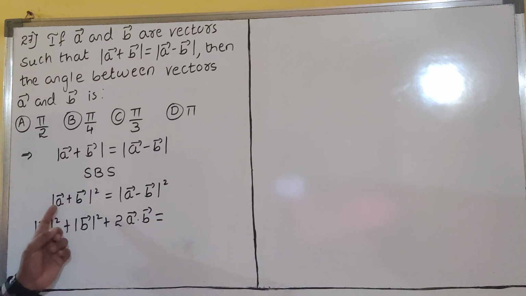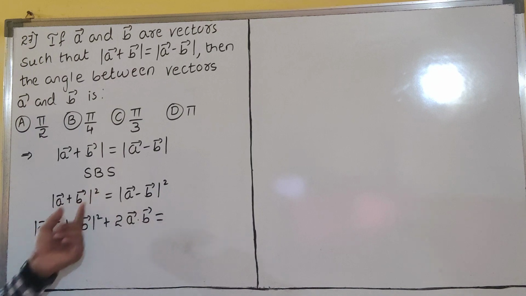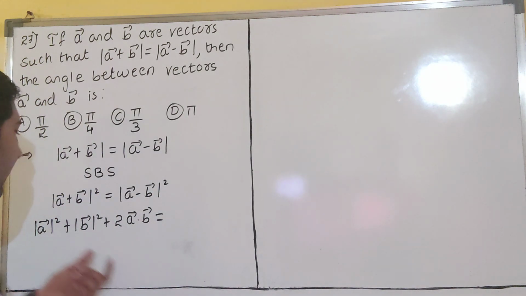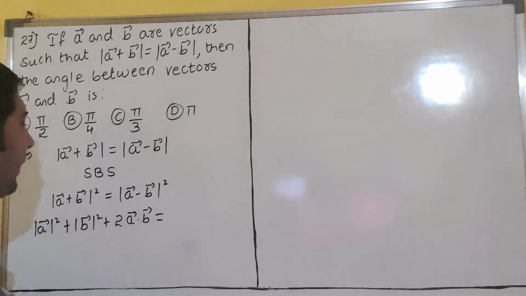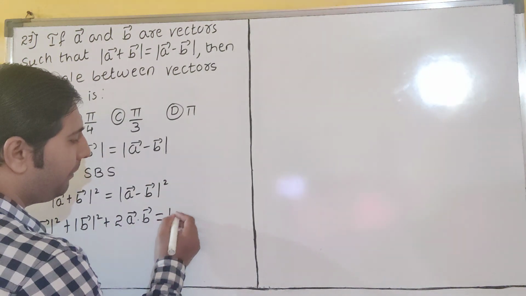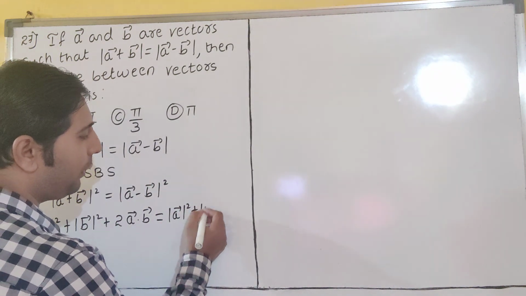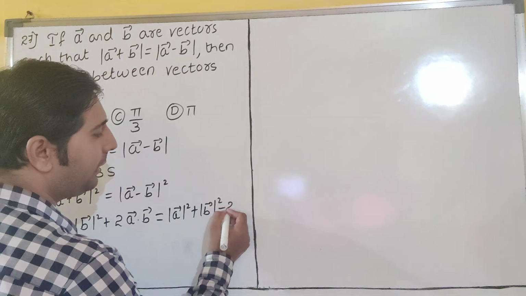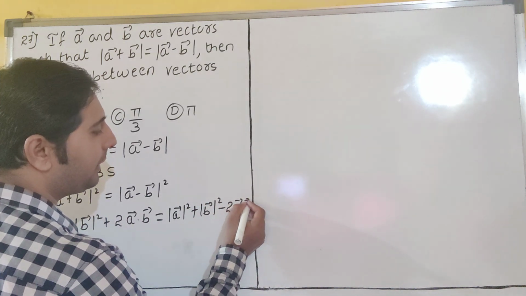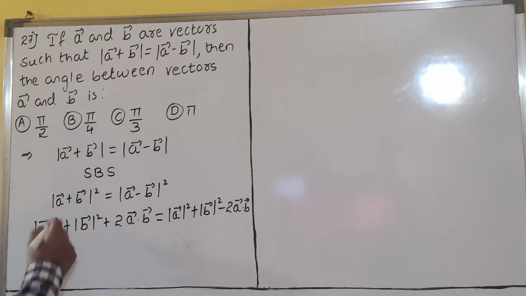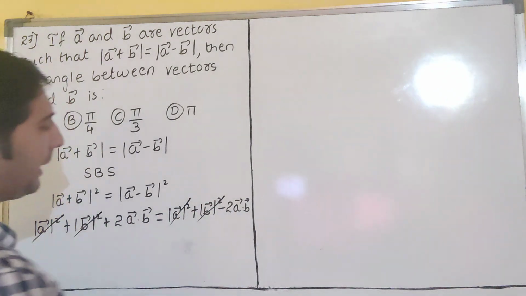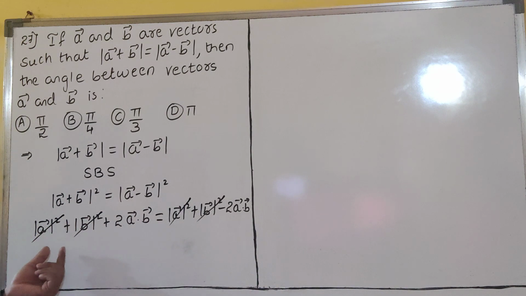The formula for magnitude of A plus B whole square is magnitude of A square plus magnitude of B square plus 2 into A dot B. Magnitude of A minus B whole square is magnitude A square plus magnitude B square minus 2 A dot B. This is the formula, dear students. This is A dot B, don't get confused. So now magnitude A square and magnitude A square get cancelled, and magnitude B square gets cancelled.